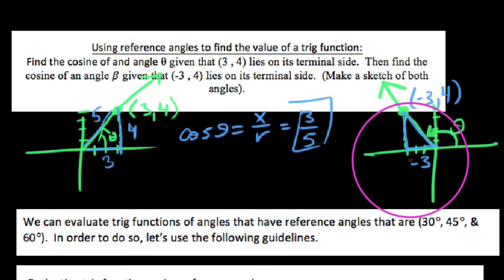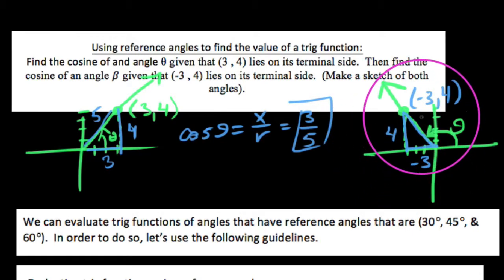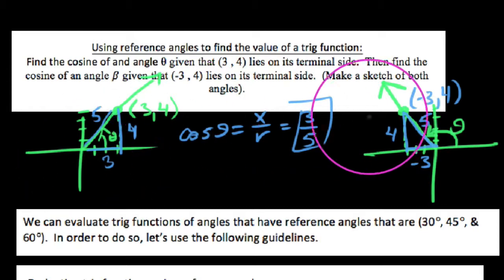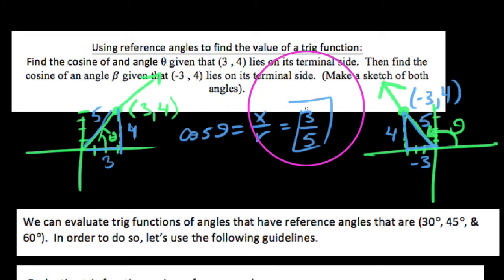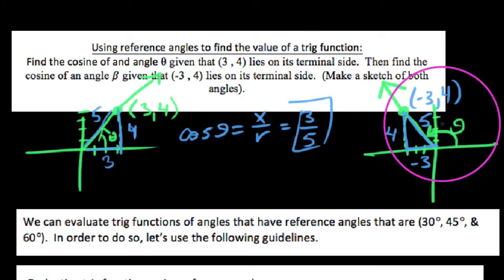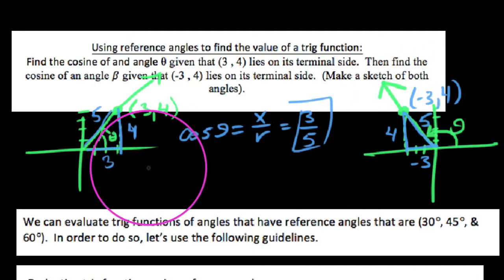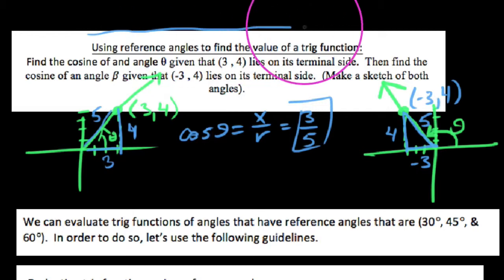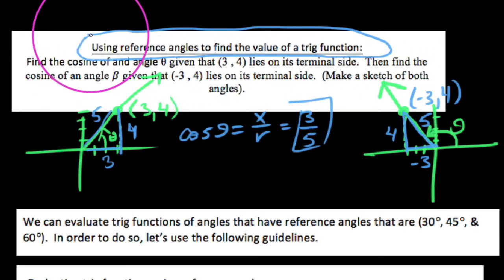Well, when I label my triangle, I'm going to call this side negative 3. I'm going to call this 4. And of course, r is still 5. What I want you to see is these are the same triangle, the same exact triangle. The only difference is that the angles are different, okay? So what I want us to recognize is this. The whole point of this video is how we can use reference angles to find the value of a trig function.